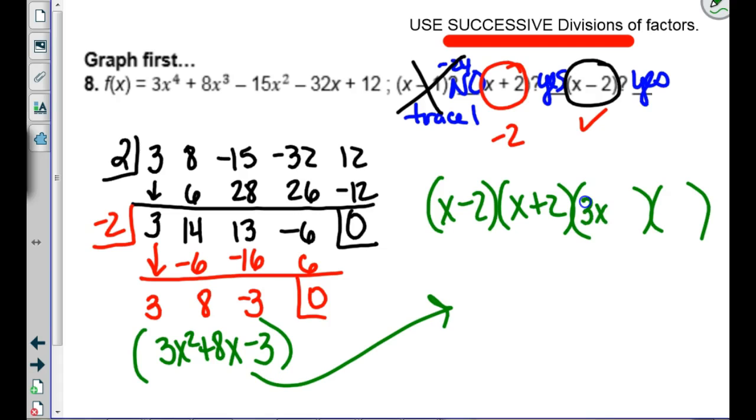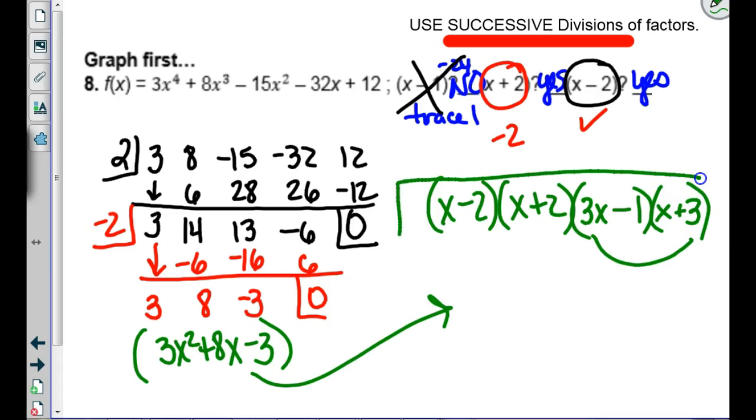Let's see, if we had a 3x and a 3 back here, and an x and a 1, so we had 9 that was positive and 1 that was negative. Would that work? 3x squared plus 9x minus 1x minus 3 would be this. Okay. How could I check that that's true?